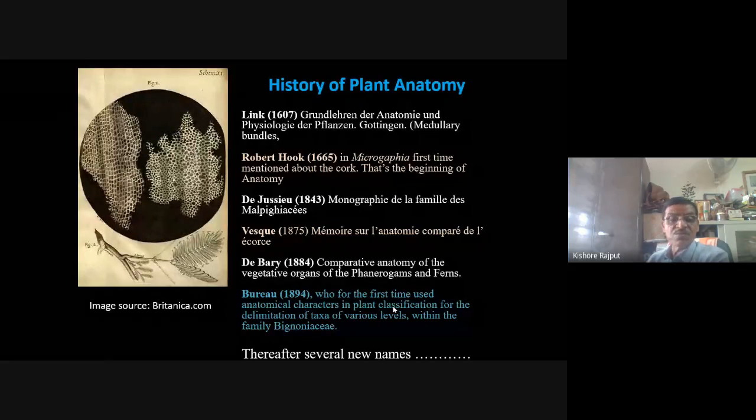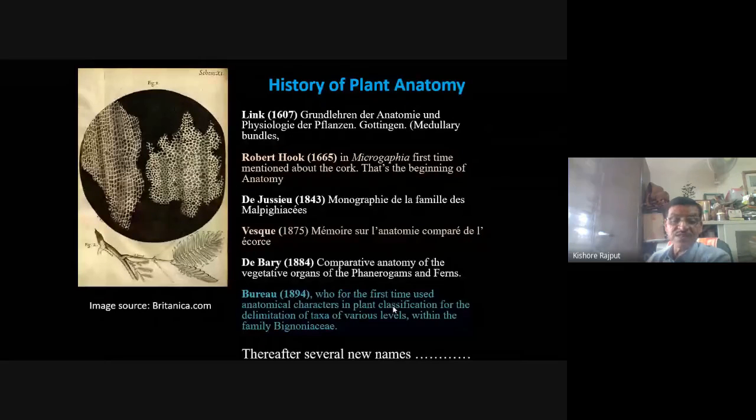Then another person who has a major contribution is De Bary. In 1884 he published a book. Basically, this is again in the German language, but a translated form is available online also. If you search, you may get the book. Comparative Anatomy of the Vegetative Organs of Phanerogams and Ferns.